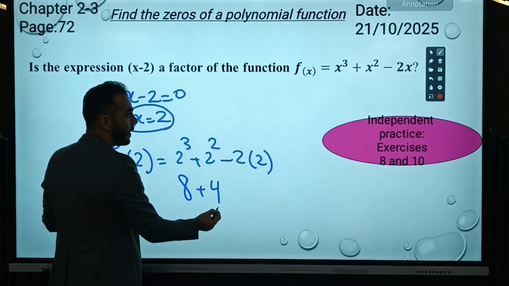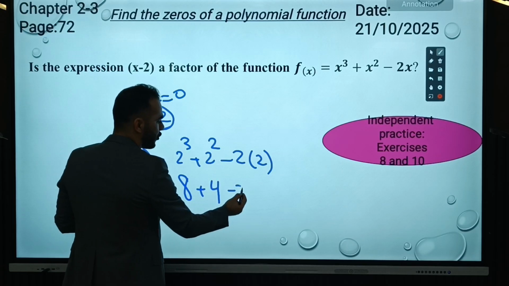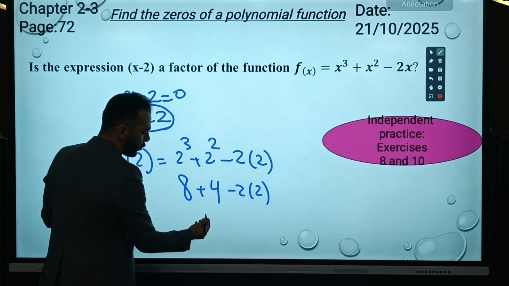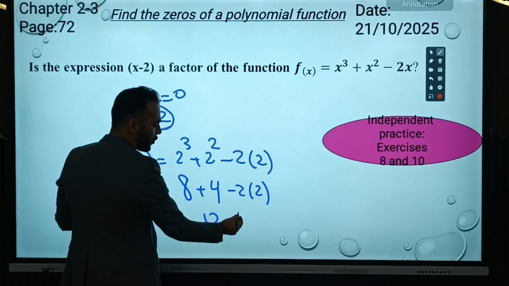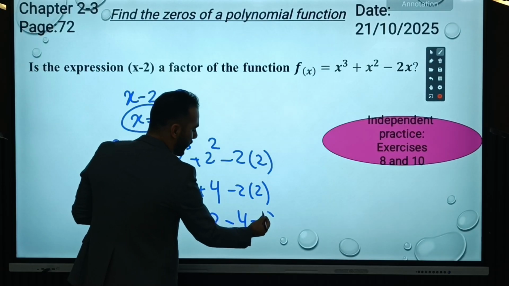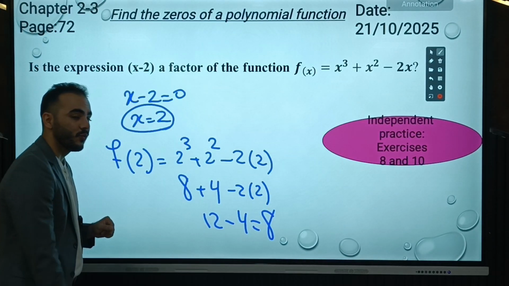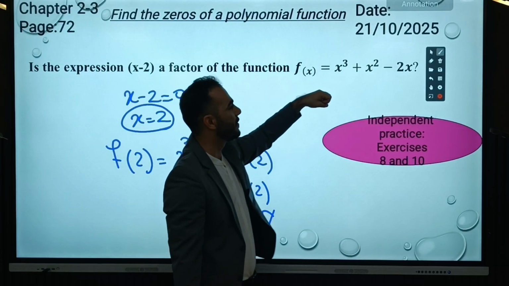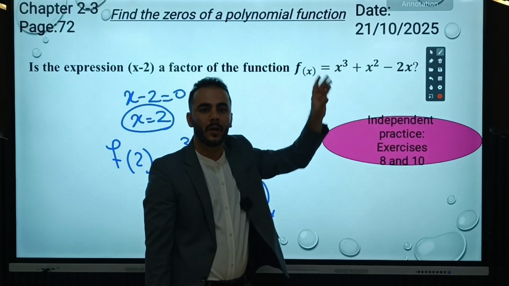So let's see, 8 plus 4, it's equal to 12. Minus 2 times 2, 4. 12 minus 4, it's 8. Since we didn't get 0, we are going to say that x minus 2 is not a factor of this polynomial. Okay, it's not a factor of this polynomial. Why? Because we did not get 0.